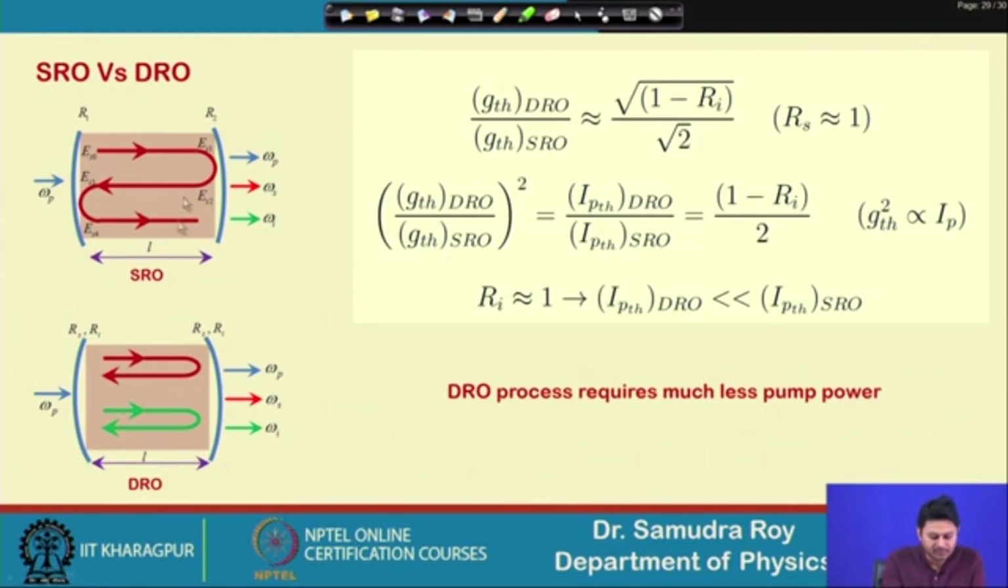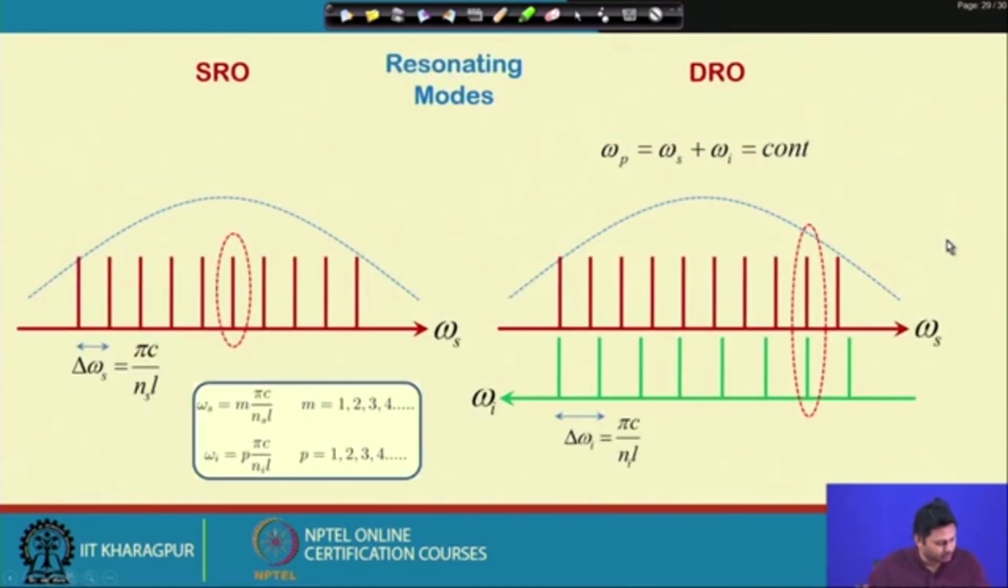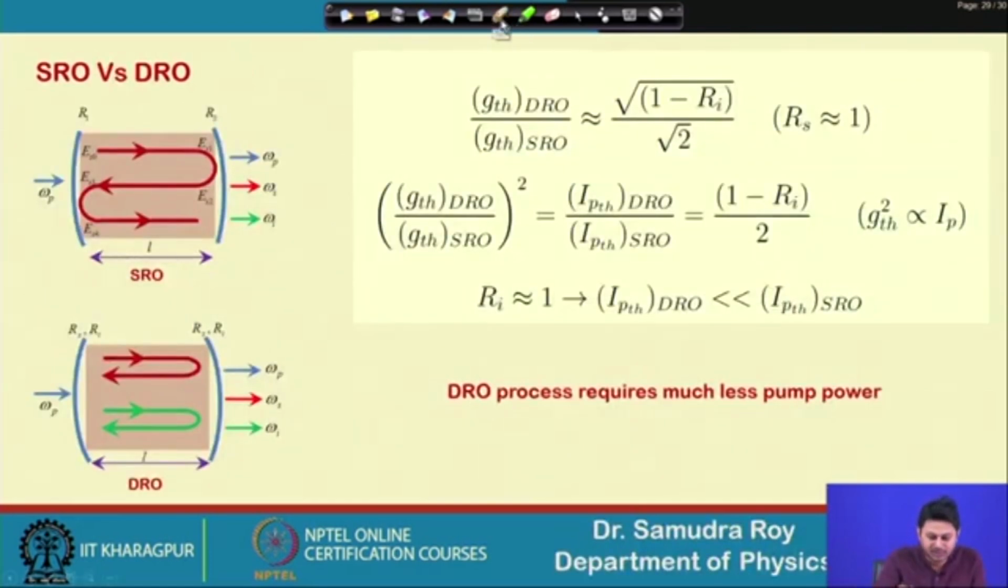So, these are the ratios, these are the two SRO and DRO, and we have the ratios here, and this ratio suggests that it will be 1 minus Rs Ri divided by root over of 2. So, now G threshold is proportional to the intensity of the pump, that we know. G threshold is proportional to the intensity of the pump.